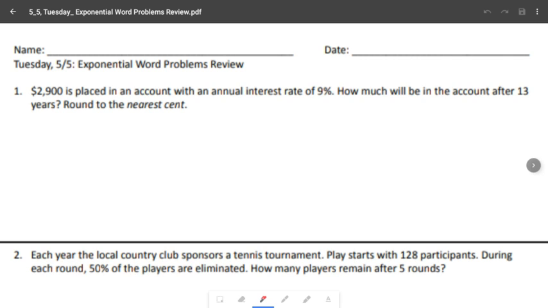First keyword I said you should look for in any problem is the word continuously, which I do not see. So I move to the next one. Is the word compound in the problem? No, which means we're going with either growth or decay. If we're just talking about money in an account, we are always going to be talking about growth. So that means we are using the formula A equals P times 1 plus R to the T.